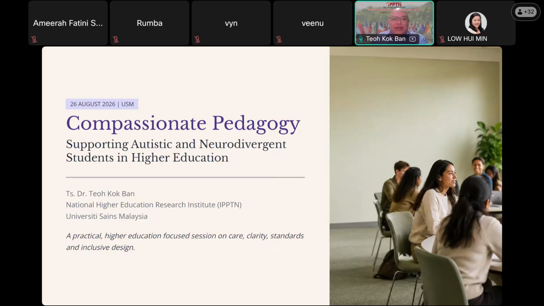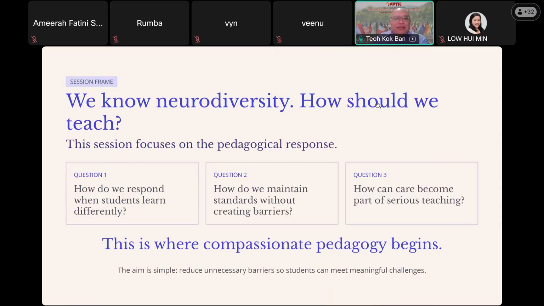I want to make today's session very practical. We will talk about care, but also clarity. We will talk about flexibility, but also academic standards. Most importantly, we will look at how small changes in our teaching can make learning more accessible without making it less challenging. Let me move to the second slide. How do we respond when students learn differently? That is something we can learn and think about together today.